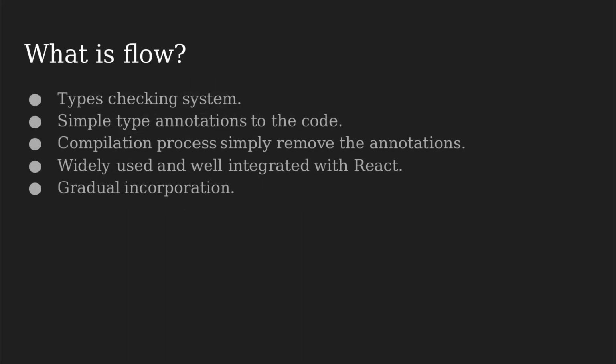Okay, let's start with what is Flow. Flow is a static type checking system for JavaScript. It's based on annotations, which means that we write regular JavaScript code plus the type annotations. The compilation process of Flow simply removes all the type annotations. There are other options for static type checking like Dart and TypeScript.